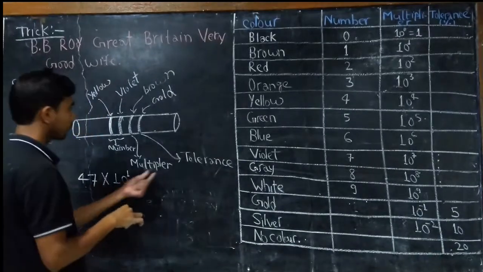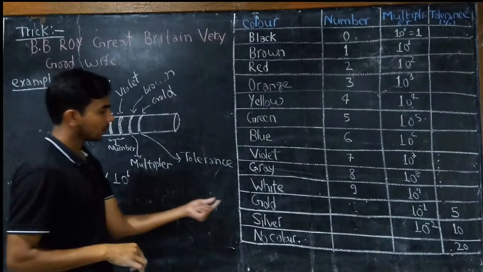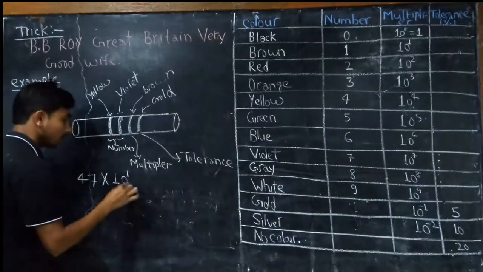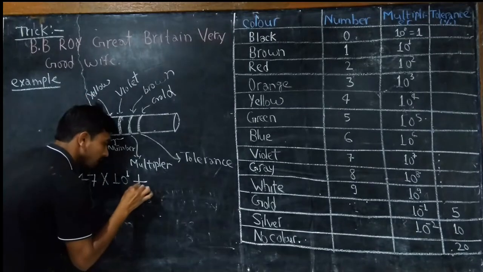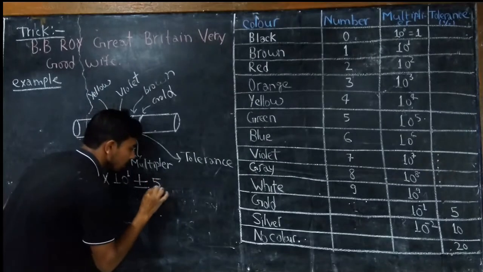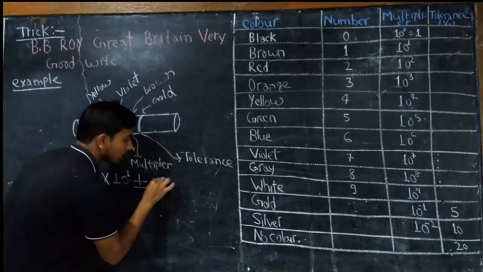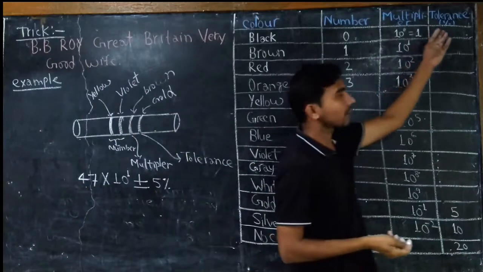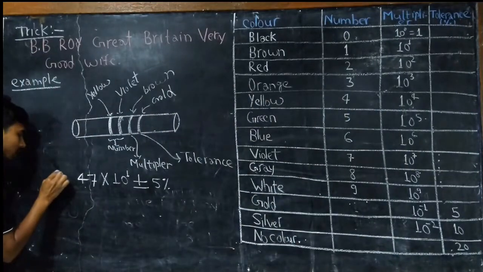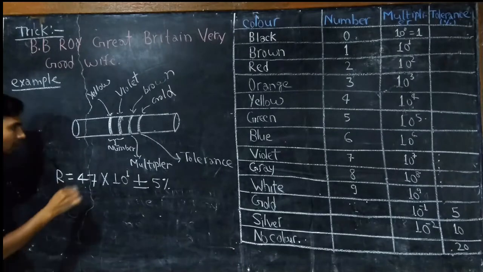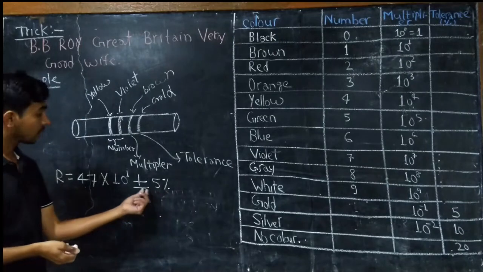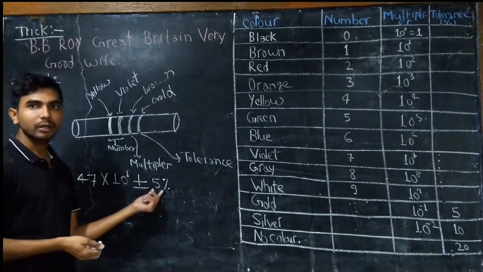And tolerance, what is tolerance? It is gold. Gold has a tolerance of 5. So here we can write that tolerance is represented by plus minus 5%. Tolerance is given in percent, so that's why I am writing it like this. See the tolerance here, now I am writing plus minus 5%.